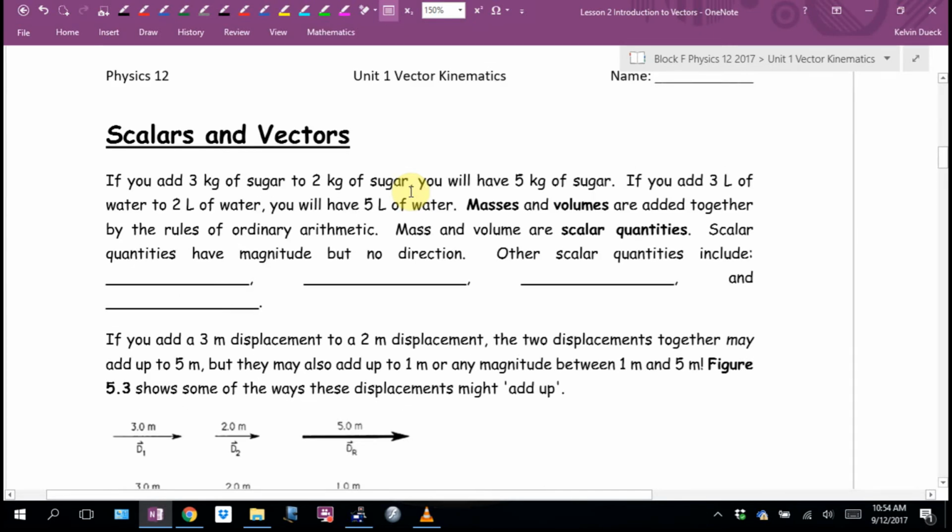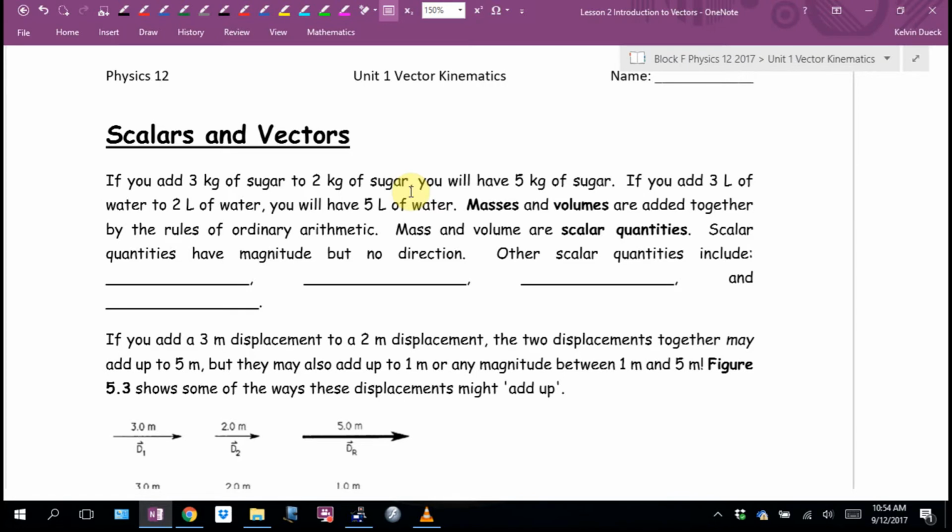If you add 3 kilograms of sugar to 2 kilograms of sugar, Jaden, what's 3 plus 2? What's 3 liters of water and 2 liters of water? What's 3 plus 2? In scalar mathematics, as long as the units match, you just add the numbers like standard arithmetic.